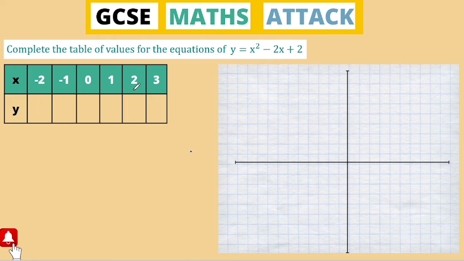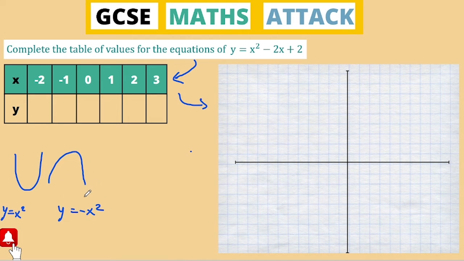Now, you must be wondering, why do we have to complete the table of values? Well, we use a table of values in order to plot a quadratic graph over here. Now, we know that a quadratic graph looks like a U shape or an N shape. It looks like a U shape when y is equal to x squared and the x squared coefficient has a positive number. If the x squared coefficient had a negative x squared, then it would formulate an N shape.